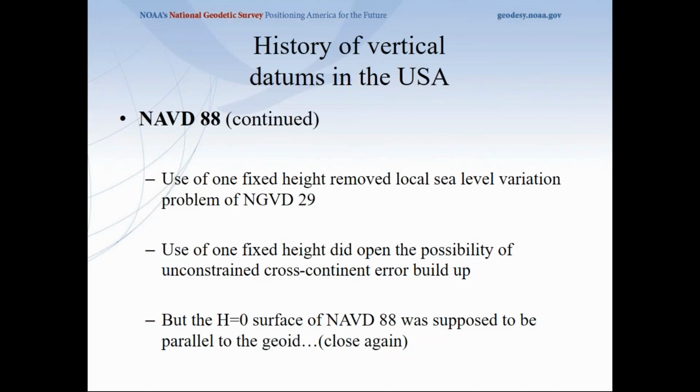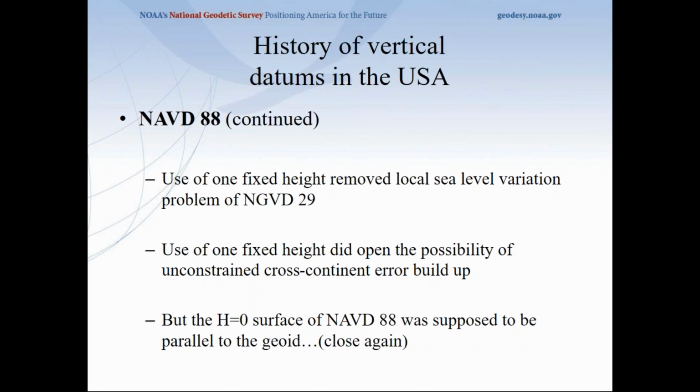But NAVD88 in itself has a couple of problems. We solved the local sea level variation problem by fixing only one height in the adjustment, as opposed to multiple constraints. But what this did was it allowed the use of that one fixed height to allow cross-country buildup of error. I think anybody who has ever done measuring knows that every measurement has an error. And if you add measurement to measurement to measurement all the way across the country, eventually you can accumulate a lot of error unless you have some way of adjusting that out.